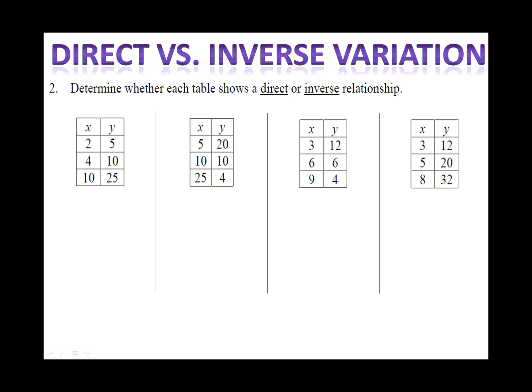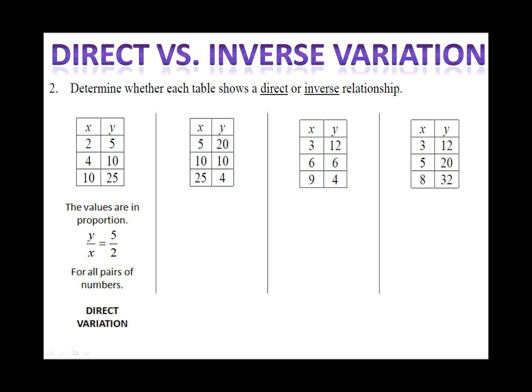Let's take a look at the first one. If we take y over x, we get 5 over 2. Y over x, 10 over 4, which reduces to 5 over 2. 25 over 10, which also reduces to 5 over 2. And so, because we have that proportion, the values are constant that way, we have a direct variation because the ratio of y over x is always 5 over 2.